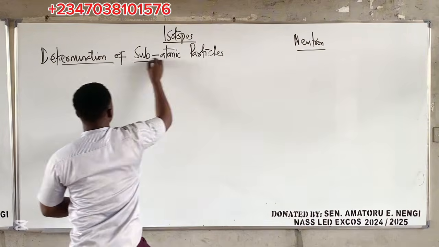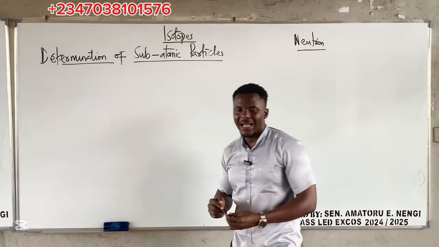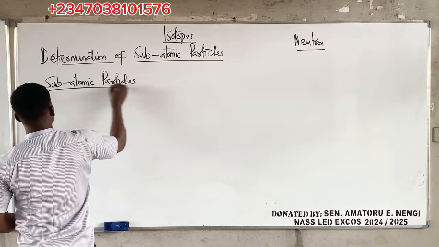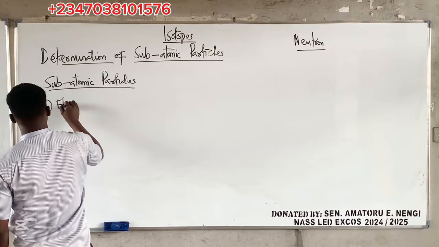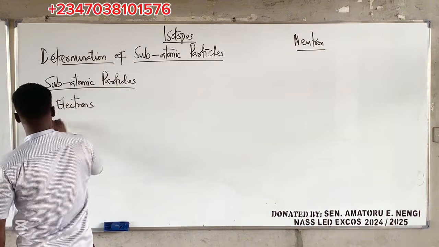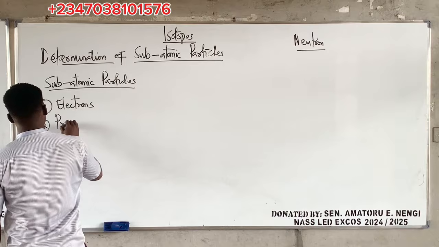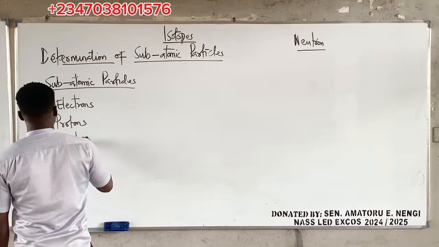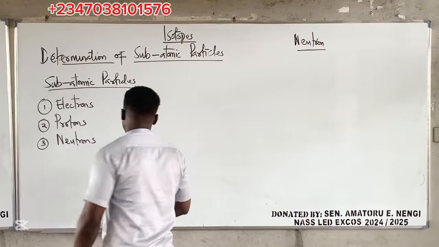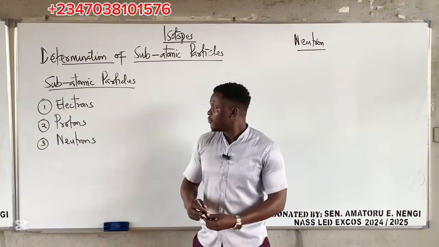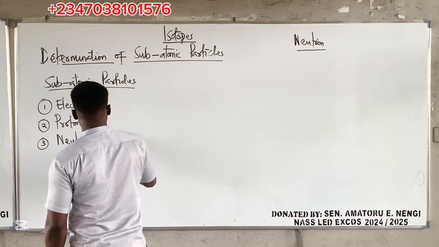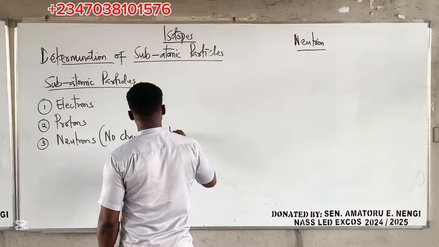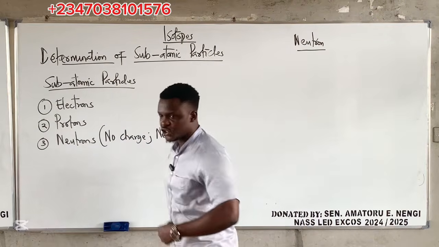Atomic particles. Determination of subatomic particles. Subatomic particles. We have the first one, electrons, protons, neutrons. Now, this neutron has no charge. In other words, it is neutral in nature.